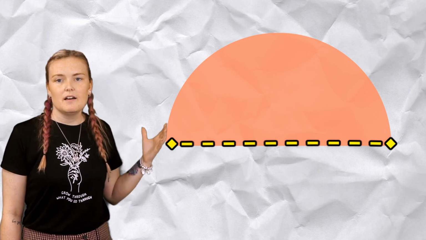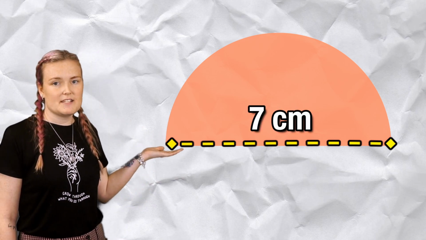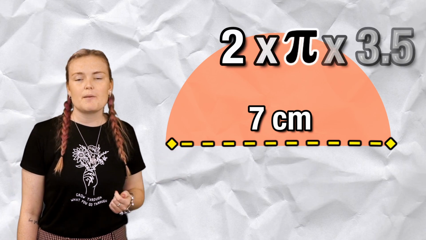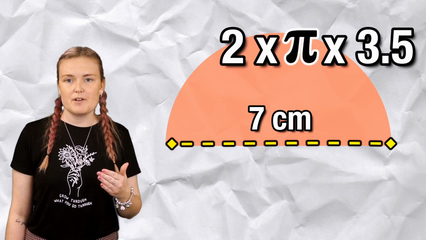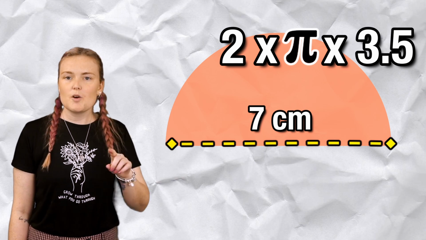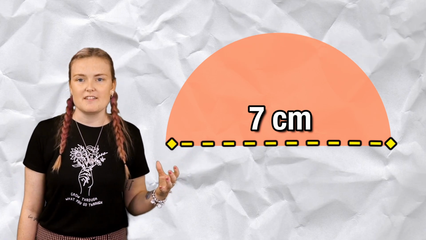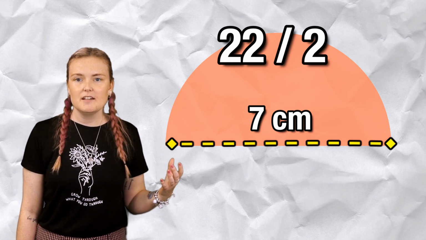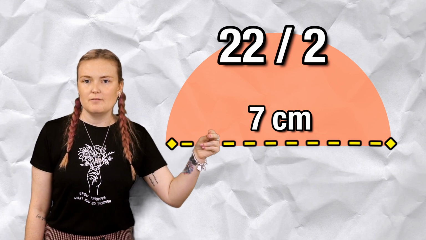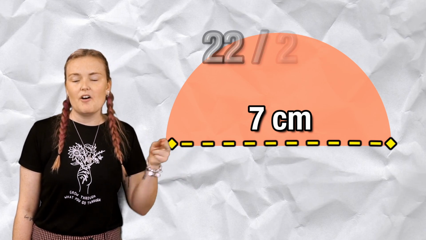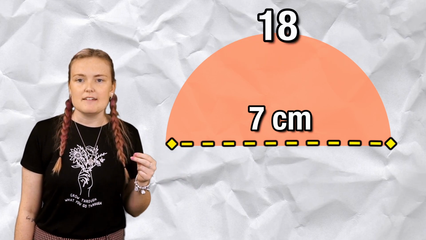So here, my diameter is 7 centimetres. Let's half that to get the radius, 3.5. So I'm going to do 2 times pi times 3.5. But I don't want the full circle. I only want half of it. So I'm going to half that answer. And then I've only got the curved bit now. But I need to add on this 7 here. So let's add that on, and it gives me an answer of 18 centimetres.